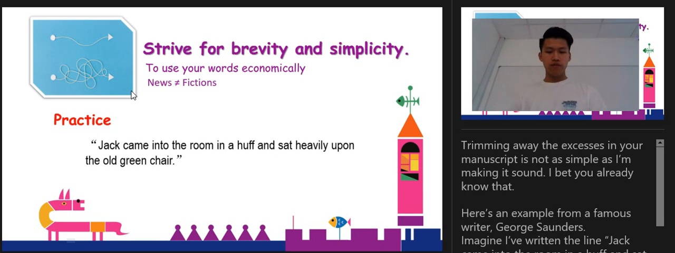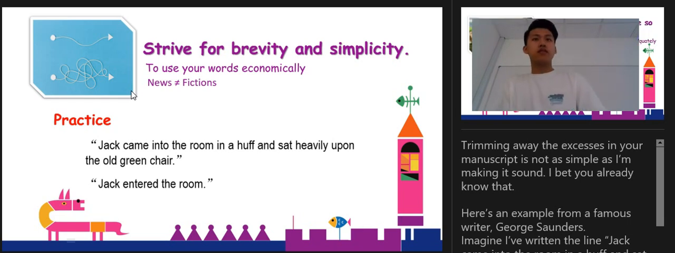The only information relevant to the plot is that Jack is now in the room and possibly that he's sitting. So we can't trim the entire sentence because Jack's arrival might be important. But do we care how he came into the room or how he sat on the chair, or the details surrounding the chair? How much better is the sentence? Jack entered the room. It's clean and simple.